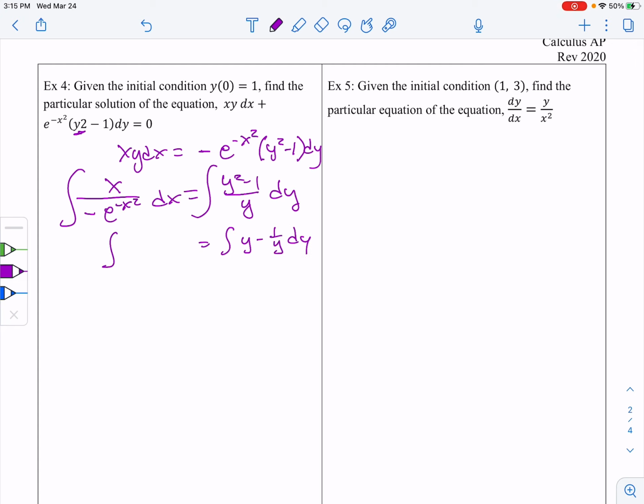This is the integration of negative x e to the x squared, right? A negative exponent in the denominator. So this becomes y squared over 2 plus ln of y. This, u is equal to x squared, so du is equal to 2x dx. So you get a negative 1/2 out front of e to the u du.